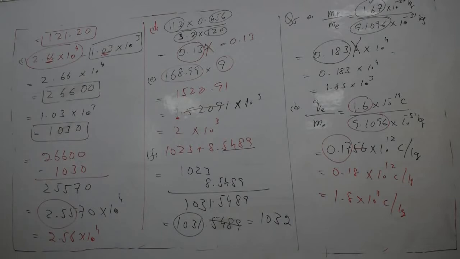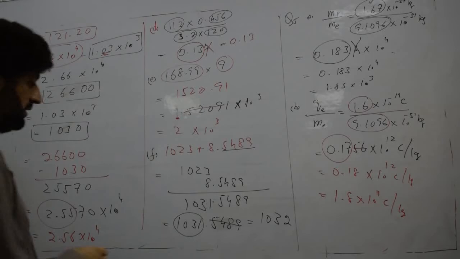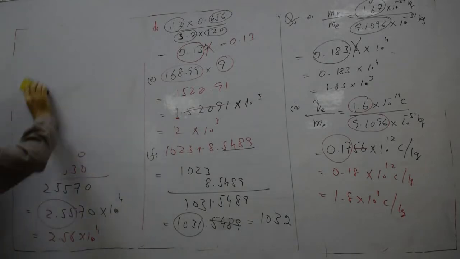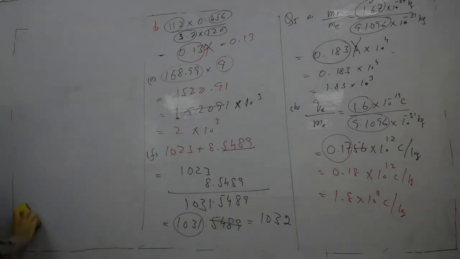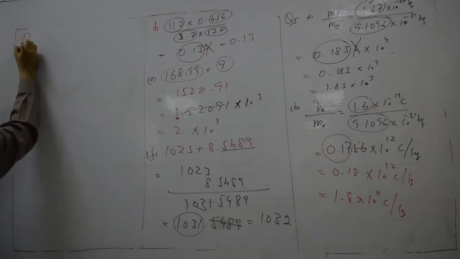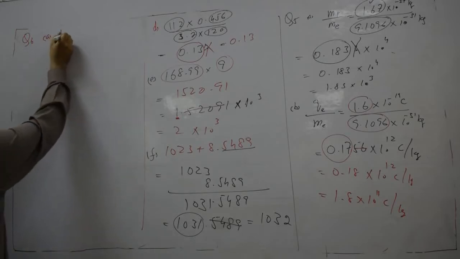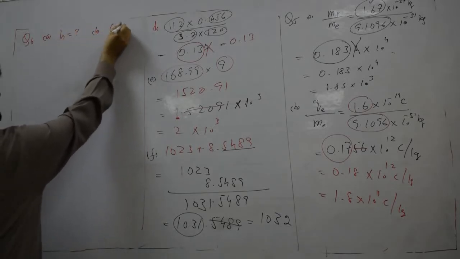Now come towards numerical number 6. There are 2 parts of numerical number 6. In the first part, look at the question. Find the dimension of Planck's constant. Okay, first we have to find the dimension of Planck's constant, then we have to find the dimension of gravitational constant. In the first part we have to find the dimension of Planck's constant. In the second part we have to find the dimension of gravitational constant.